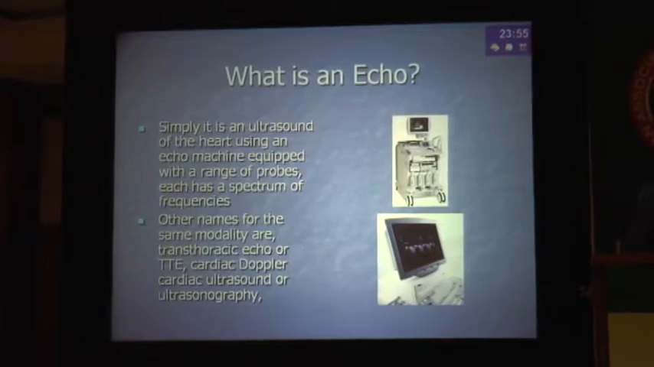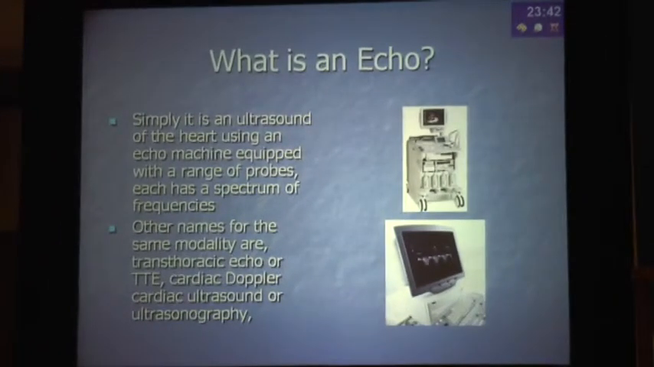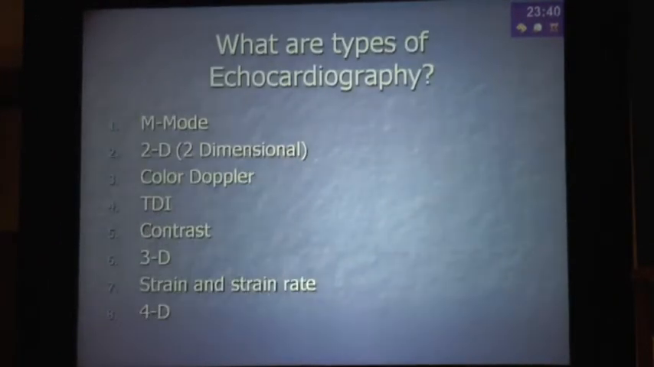There's another type of echoes which we as cardiologists do called transesophageal echoes, in which you put an endoscopy-like apparatus inside and take transesophageal views of the different chambers of the heart. But I'm dealing with only transthoracic echoes today. So these are the different types of echocardiograms. Our main focus is on the first three.